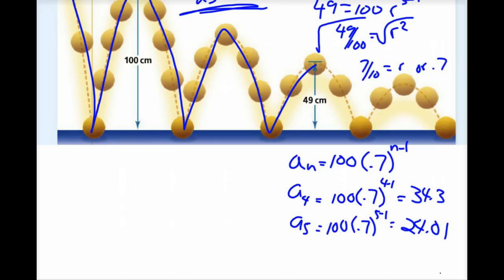Please take note, this is just like what we did in Chapter 7. This is basically exponential decay. This would be a 30% decay situation because 0.7 is 0.3 away from 1. We get to keep 70%, we lose 30%.